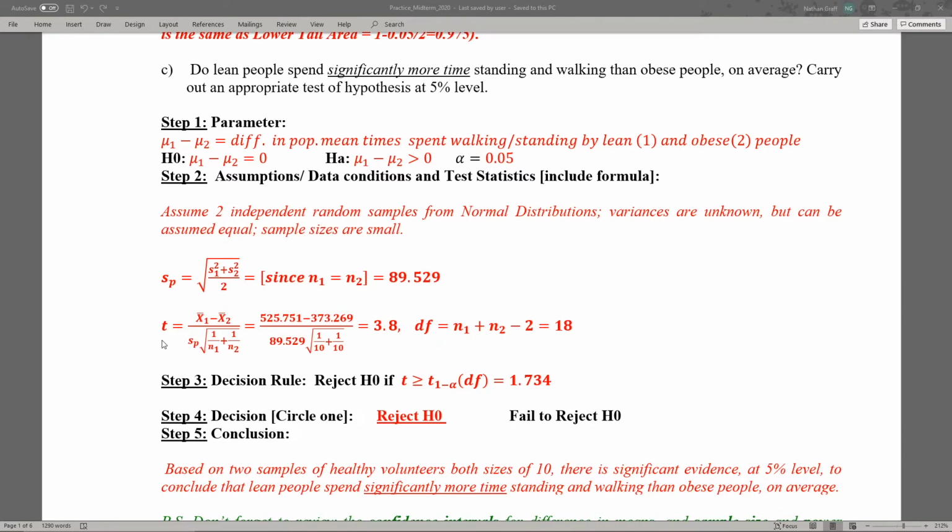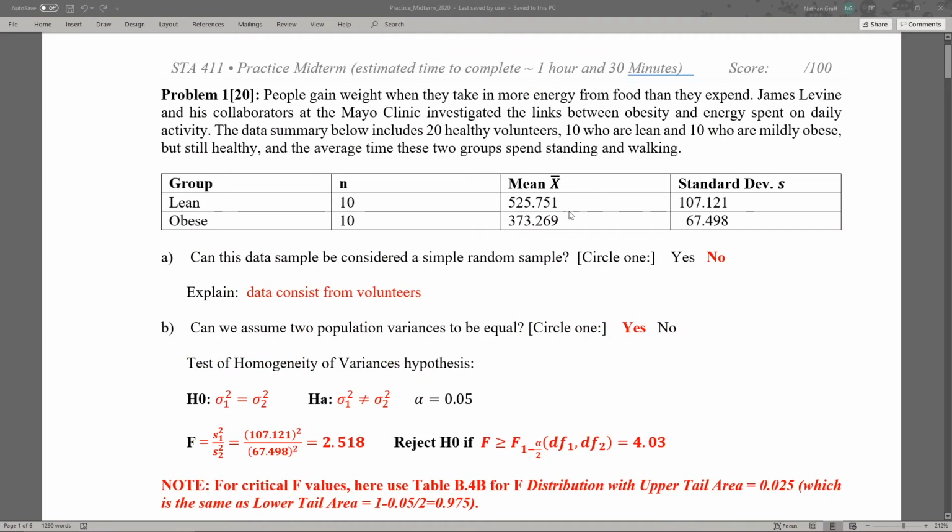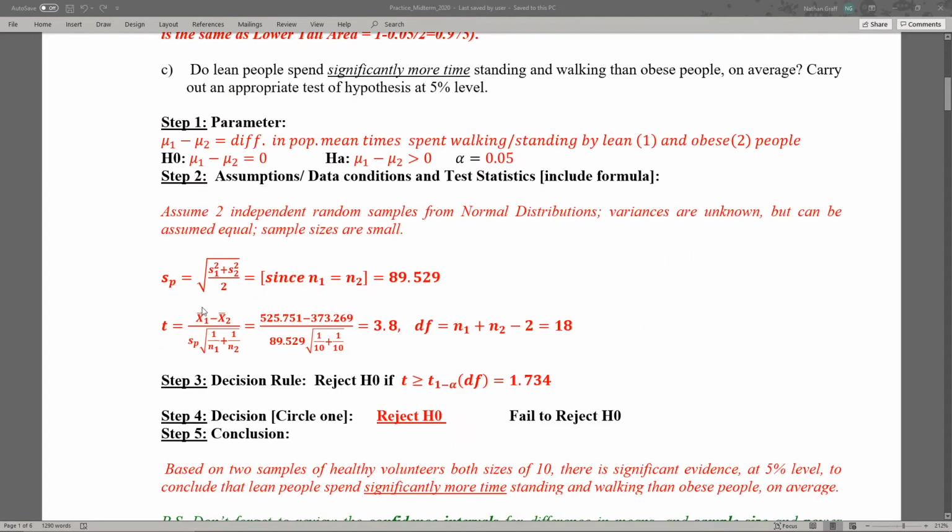Our numerator is the difference in mean between the two groups, and the denominator is the pooled variance times the square root of 1 over n1 plus 1 over n2. This results in a test statistic of 3.8. Finally, we need the degrees of freedom for our t-distribution, which is the total sample size minus 2, for a total of 18 degrees of freedom.